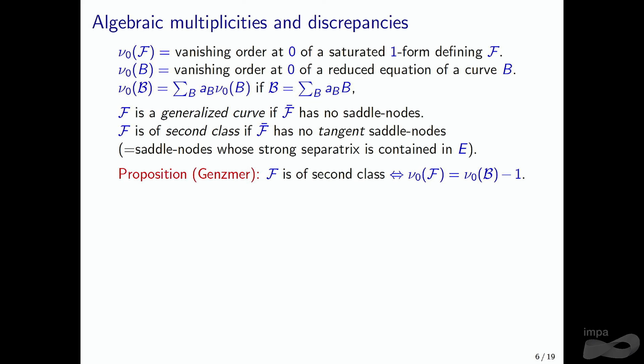And with these definitions, we have a result of Johann Gensmer that introduces the balance divisor previously, that characterizes the second-class foliations as those where the algebraic multiplicity of the foliation equals the algebraic multiplicity of the balance divisor minus 1.